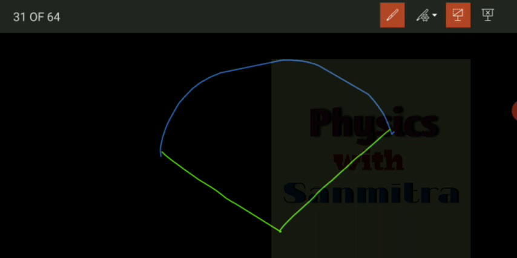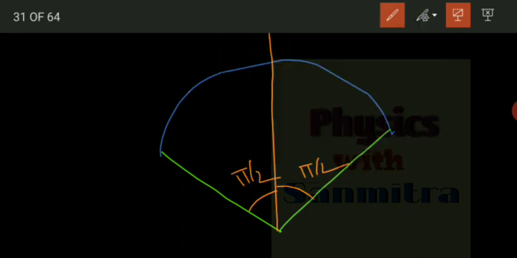Let me analyze this at first. Let me show you, then I will show you the calculation. This is the arc and this is the center, and this is my center line, and this is pi by 4, this is pi by 4. Now let's take an elemental charge, that is dq, and let's take an angle here, that is d theta.